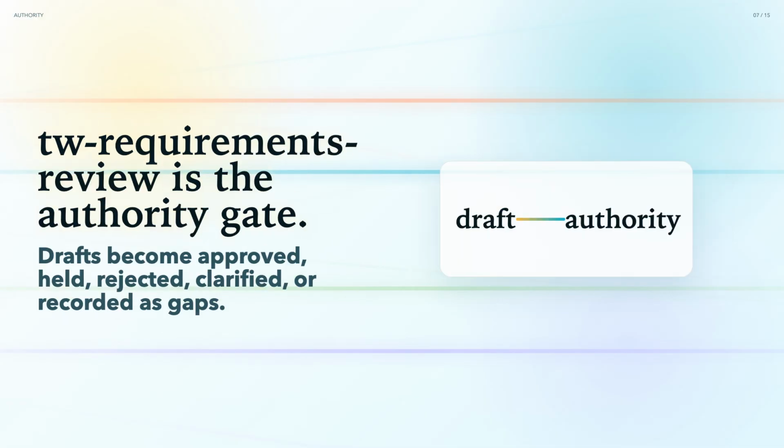tw requirements review is where source evidence becomes authority, or fails to become authority. It checks whether requirements are clear, testable, bounded, and connected to stakeholder needs. The result may be approved requirements, held claims, rejected scope, clarification requests, or gap records.